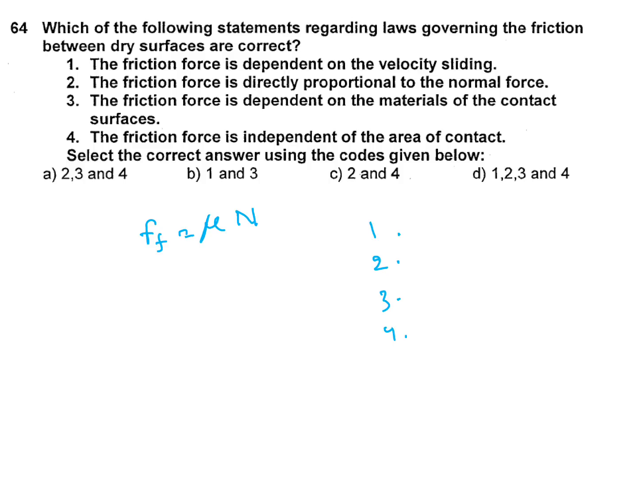1. The friction force depends on the velocity of sliding. No. 2. The friction force is directly proportional to the normal force N. Correct. 3. The friction force depends on the material of the contact surface. Force is proportional to mu, the coefficient of friction, or the material of the contact surface. Correct. 4. The friction force is independent of area of contact. Yes, frictional force does not depend on area of contact. So 4 is also correct. 2, 3, 4 are correct. A is our answer.